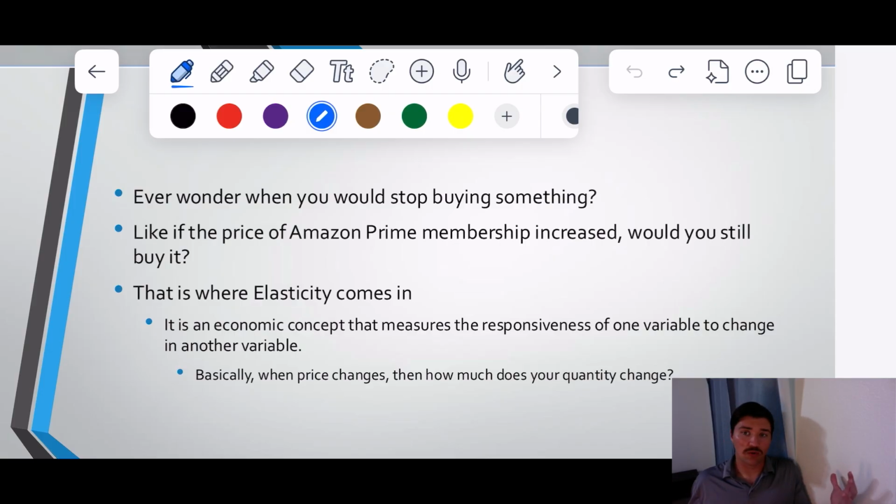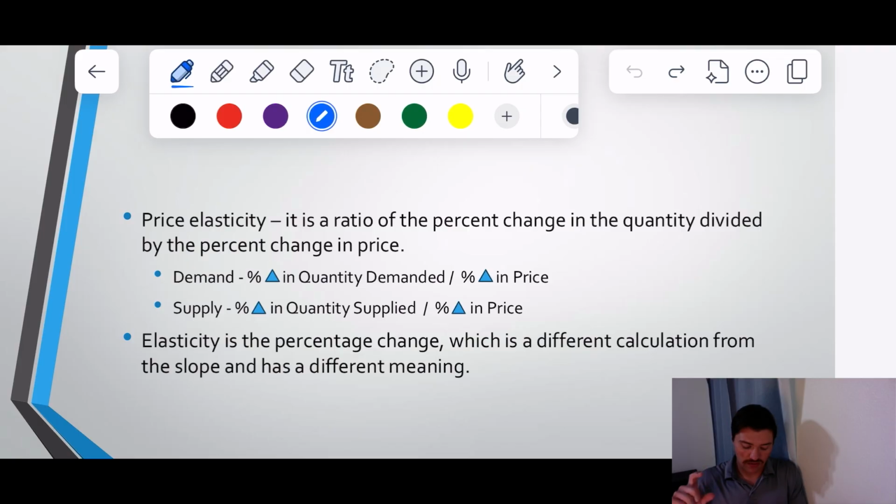Like if you were to look at a whole year's worth of buying clothes, if clothing increased prices by 5%, how big of a change in quantity are we going to see? And that is going to provide valuable information from a business side and a consumer side. So price elasticity is the ratio of the percent change in quantity divided by the percent change in price. That's the technical formula for it. We're looking at the percent change in the quantity demanded divided by the percent change in price.